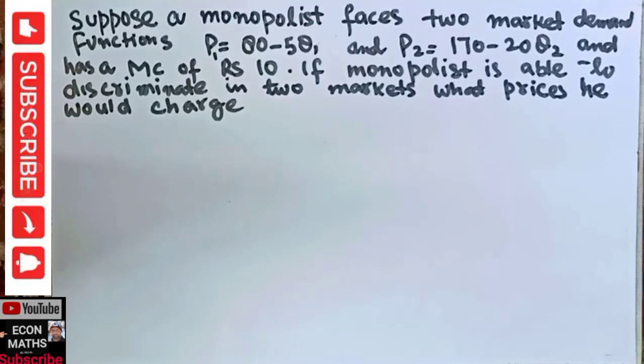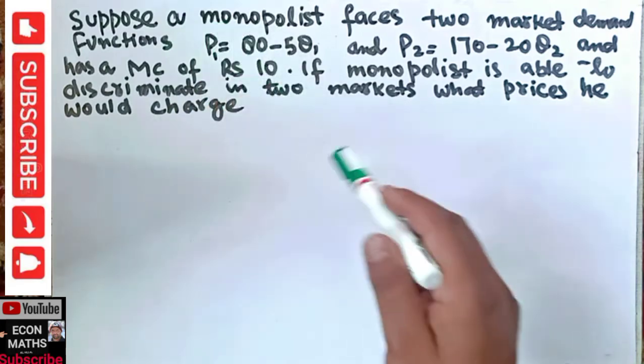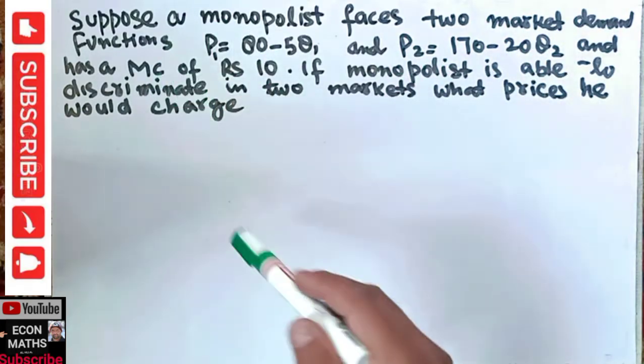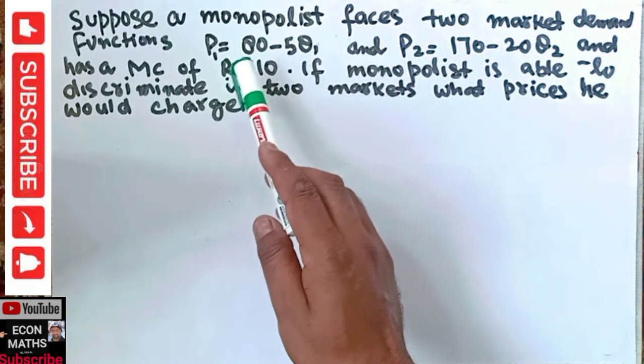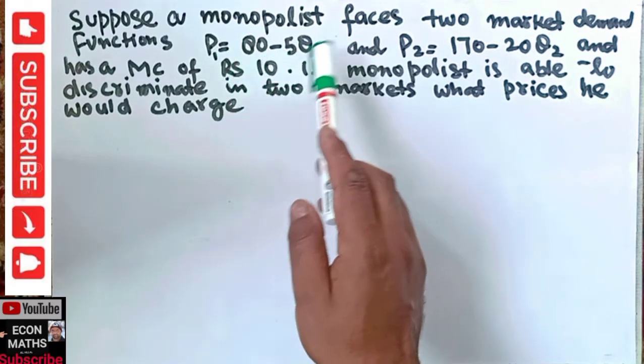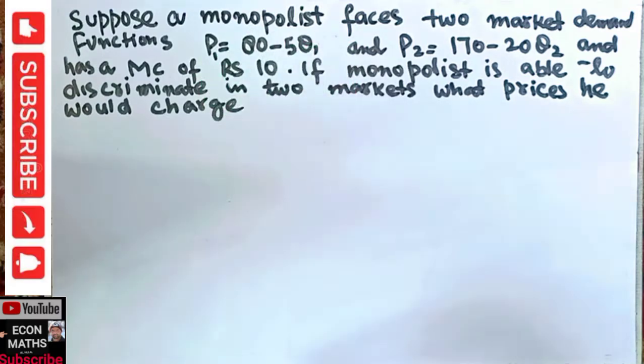In this video, we will try to solve a numerical on price discrimination. The question is like this. Suppose a monopolist faces two market demand functions. That is, for market 1, he faces P1 is equal to 80 minus 5 Q1, where P is the price and Q is the quantity.